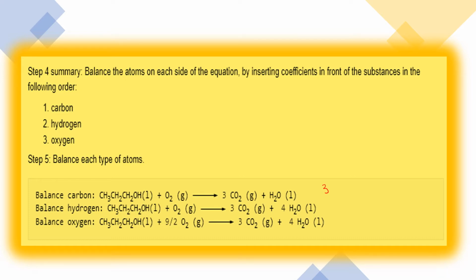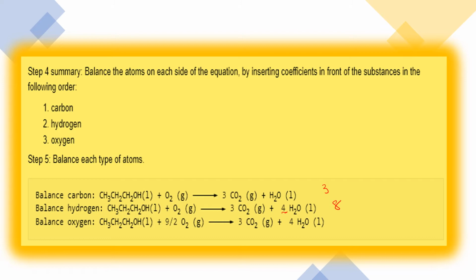To balance hydrogen, the first one I have got 7 hydrogen plus 1, so that is 7 plus 1, 8 hydrogen. So on my right-hand side, if I multiply by 4, then it is balanced. 4 2s are 8, so that is balanced.